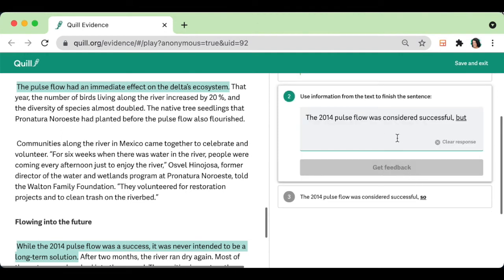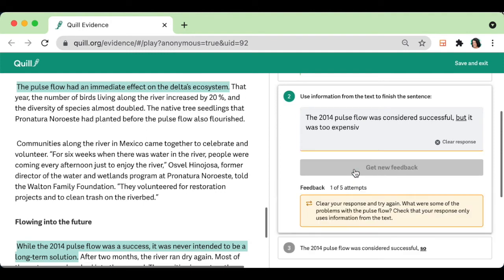The 2014 pulse flow was considered successful, but, and the student might write, it was too expensive. Now notice that I'm deliberately making some errors in spelling and punctuation here. I'm going to click Get Feedback, and I'm told, clear your response and try again. What were some of the problems with the pulse flow? Check that your response only uses information from the text.